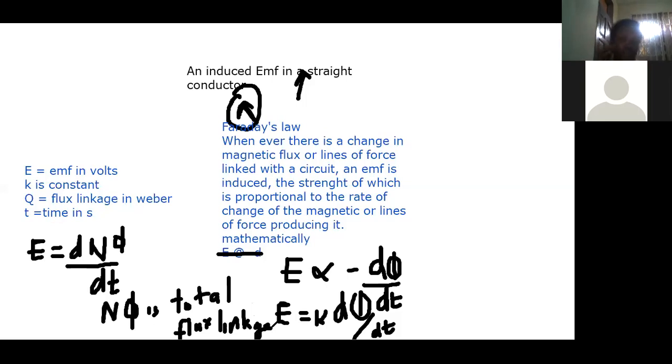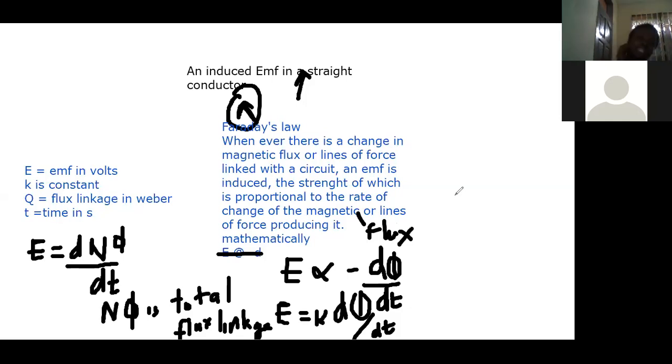So Faraday's law states that whenever there's a change in magnetic flux or lines of force linked with the circuit, an EMF is induced. So whenever there's a change in magnetic flux or lines of force, an EMF is induced, the strength of which is proportional to the rate of the change of the magnetic flux or lines of force producing it.